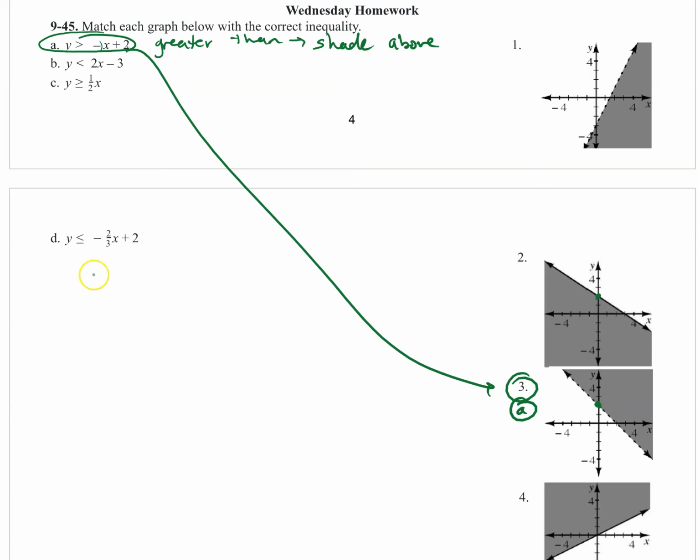Let's do one more. D. This one also has a starting value of 2. Process of elimination, that one's D. Let's check y real quick. Less than or equal to, that means shade below. This one is shaded below. This has a negative slope, -2/3, and turns out this one also has a negative slope, pointed in the downward direction.